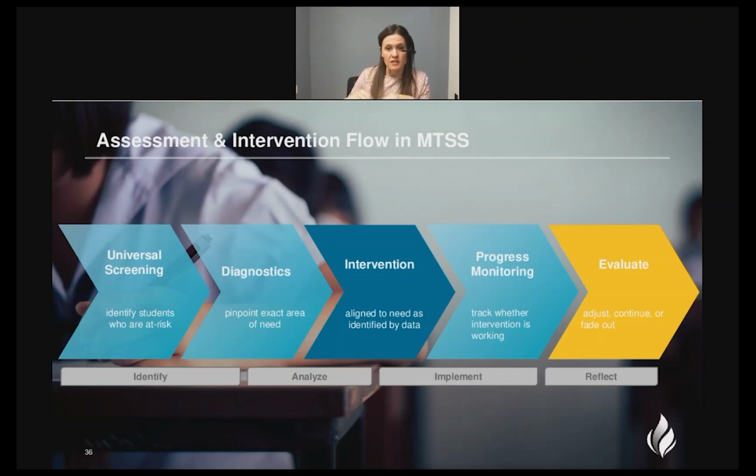From there, we're going to determine what intervention we need to support the student, as again, identified by data. From there, we progress monitor and track whether or not that intervention is working. And then evaluating is our last step, and that's the question we're asking: should we continue? Do we need to adjust something, or are we going to fade out the intervention? And this doesn't apply just to academic needs.